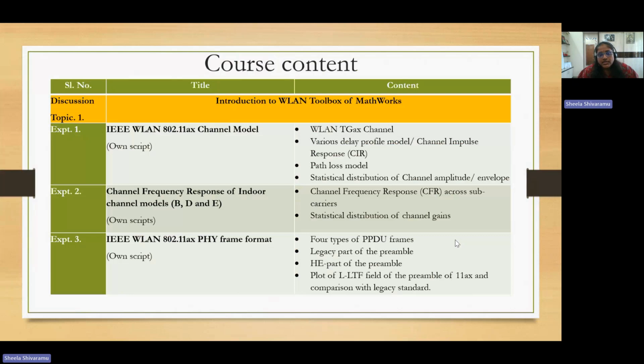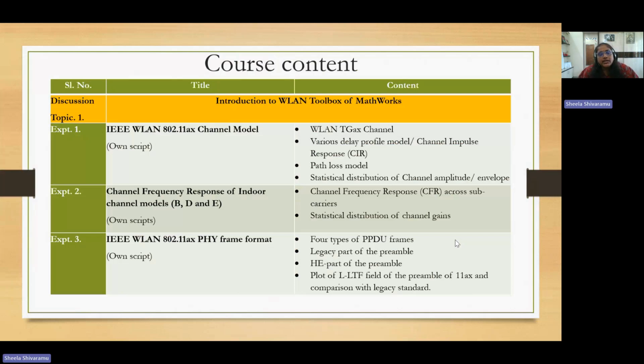Experiment 2 is on channel frequency response of indoor channel models. The channel model B is a typical residential scenario. Channel model D is a typical office enterprise, and channel model E is the outdoor large office. Here we see what is the channel frequency response across subcarriers and obtain a statistical distribution of the channel gains.